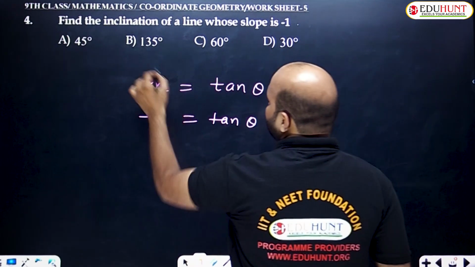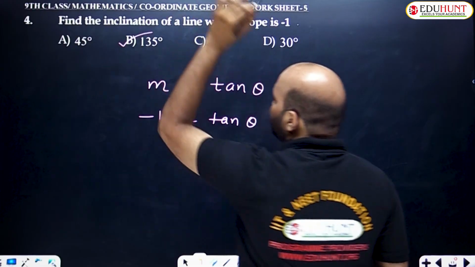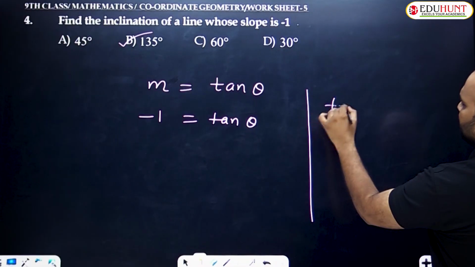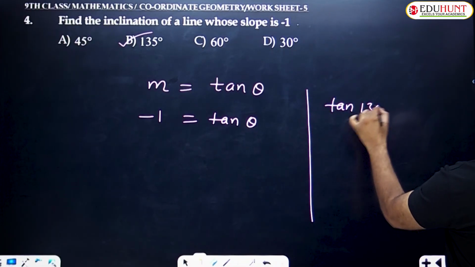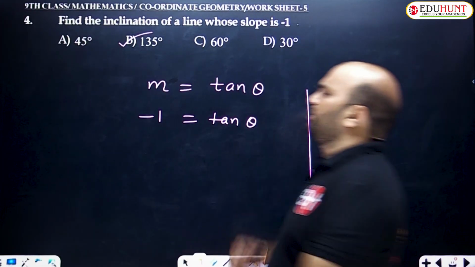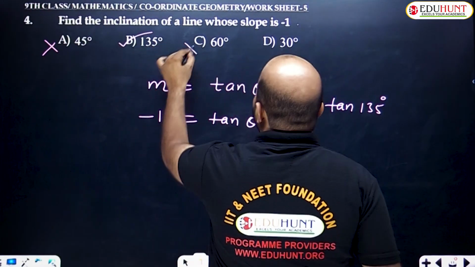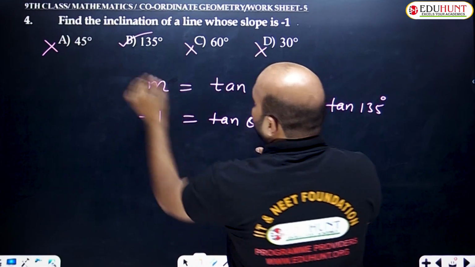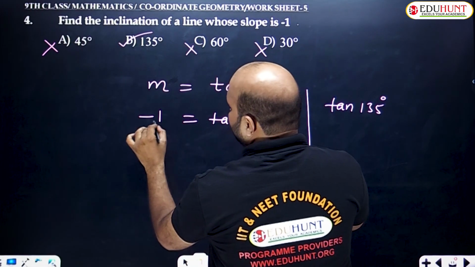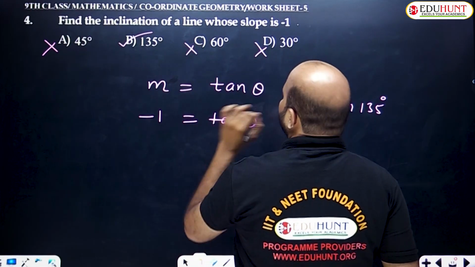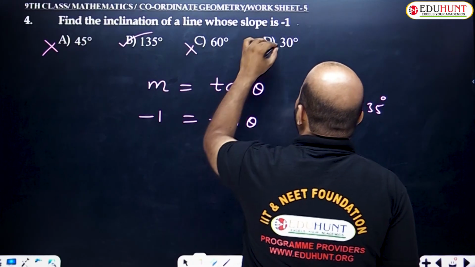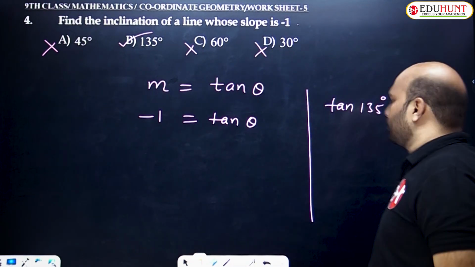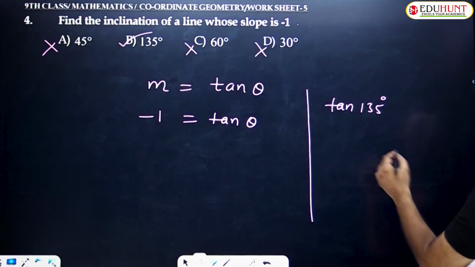But here, what am I given? 135. So tan 135 equals -1. Please verify it. According to the options, which ones are eliminated? 45, 60 and 30 are eliminated, because tan 45 is 1, but here I am given -1, not possible. Tan 60 root 3, -1 given, not possible. Tan 30 1 by root 3, -1, not possible. Which one is left? 135. One should verify the tan 135.